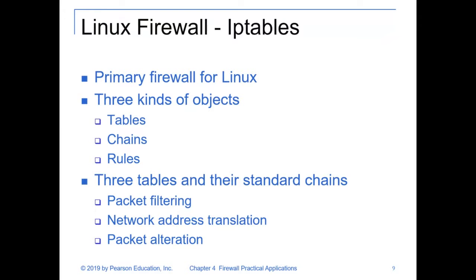Network address translation. This table is going to perform NAT on outbound traffic, and it initiates a new connection. This is something that's only going to be used if your machine is serving as a gateway or a proxy server. The packet alteration table is only used for specialized packet alterations. It's often what we call the mangle table because it's going to mangle or alter those packets. It contains two standard chains, and this is something that may not even be needed for many standard firewalls.